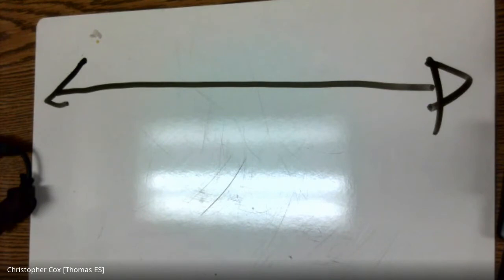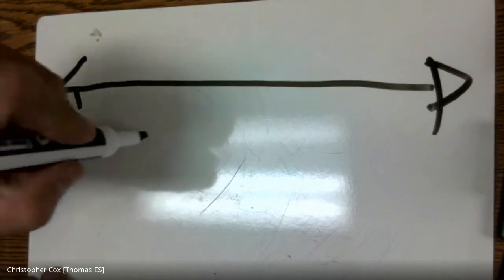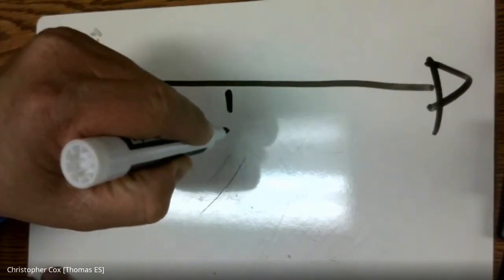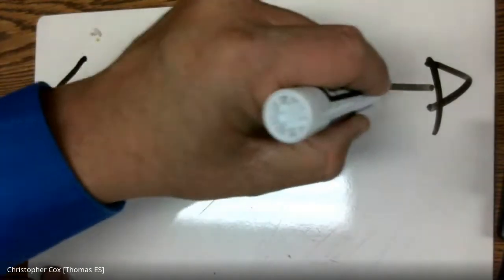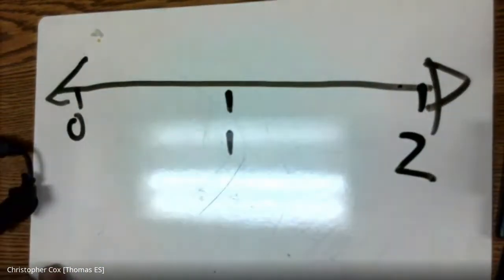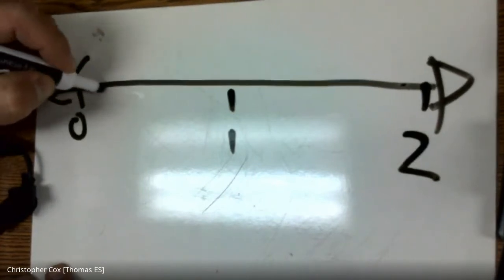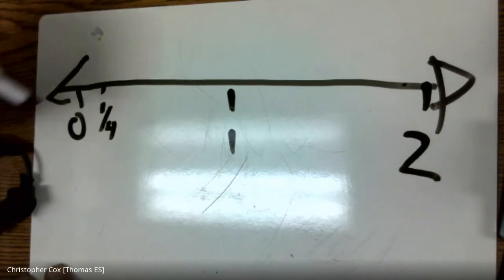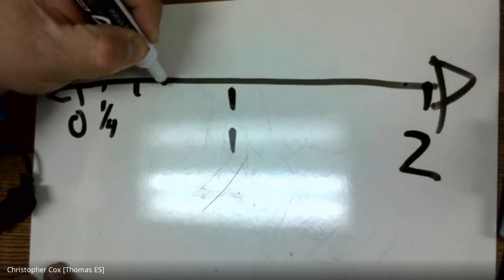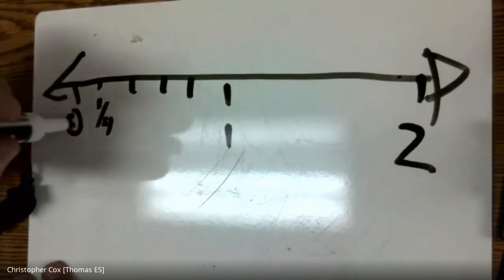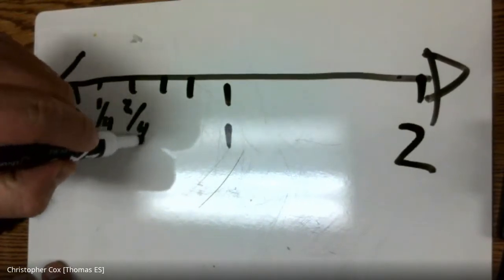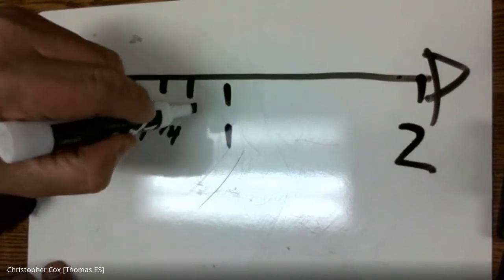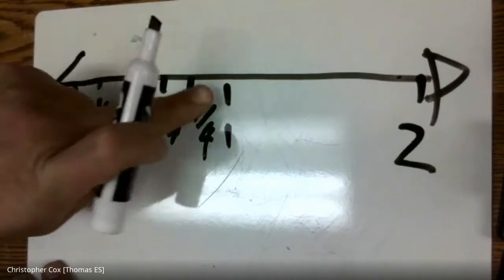All right, here is, for example, a number line, and we start. Let's say this here starts at 0. This starts at 1, and here is 2. So if I'm dividing into fours, you have 1/4, 2/4, 3/4, 4/4.